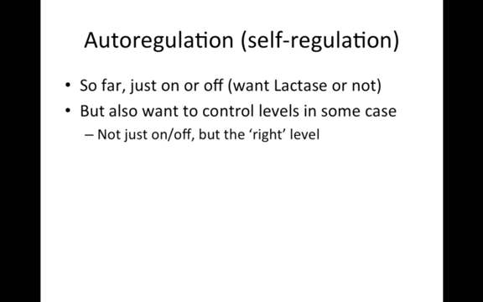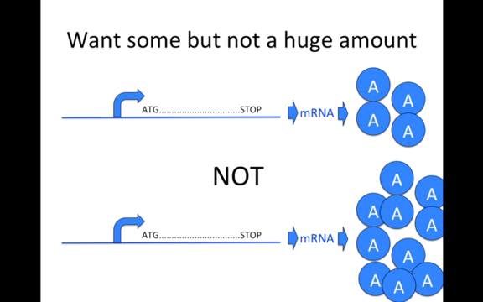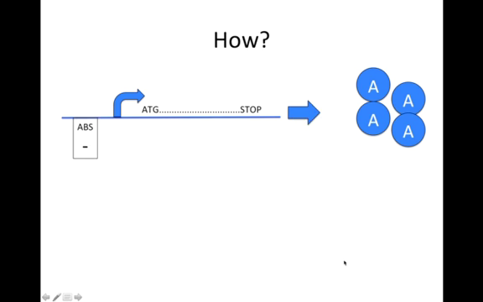In particular, we focused on lactase and how sometimes lactase is all the way on and sometimes it's all the way off. But in other cases, we want to just kind of moderate the level. We want to make sure that we get the right level, not too much, not too little. So here's a picture of that. On the top, it would be optimal for the gene to produce a medium amount of protein, not a huge amount of protein. So how can we do that?